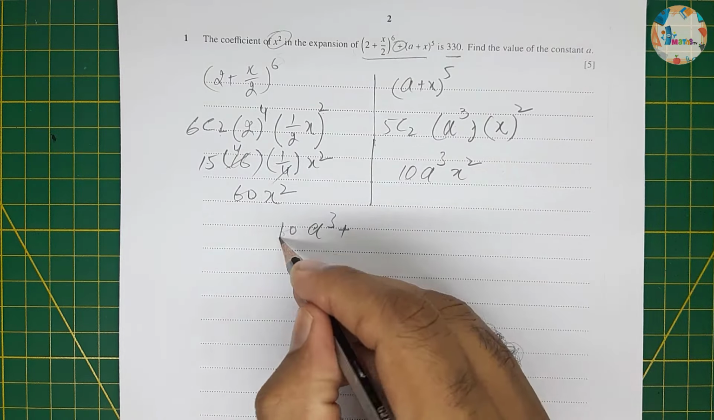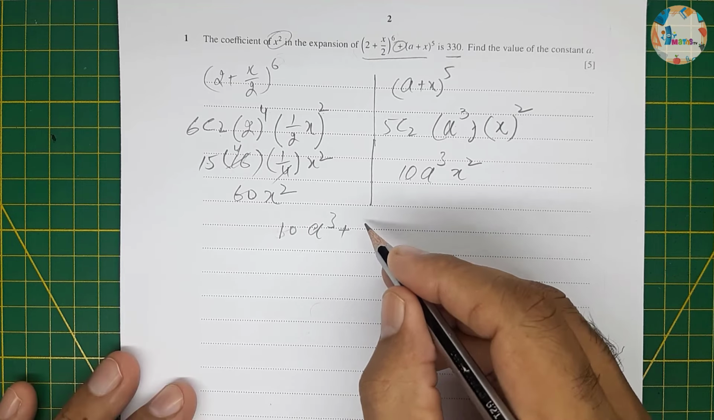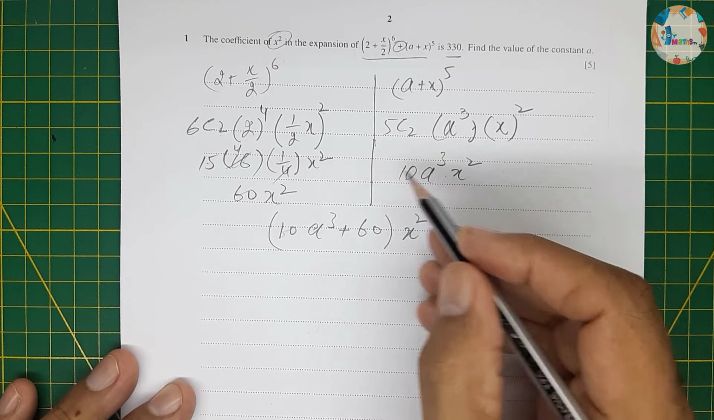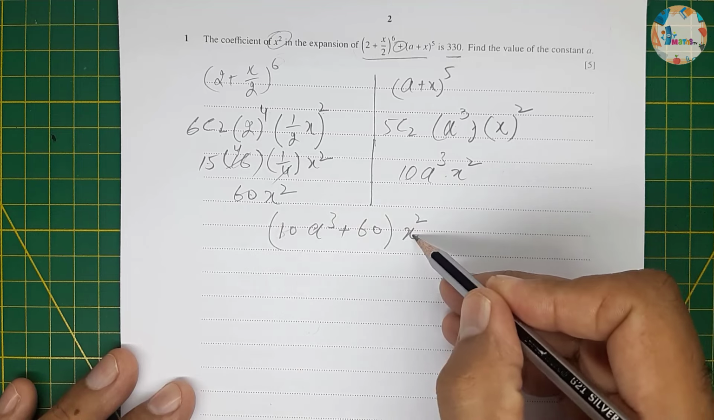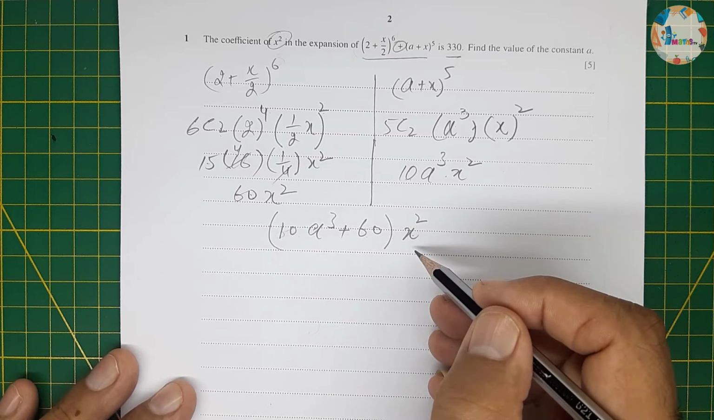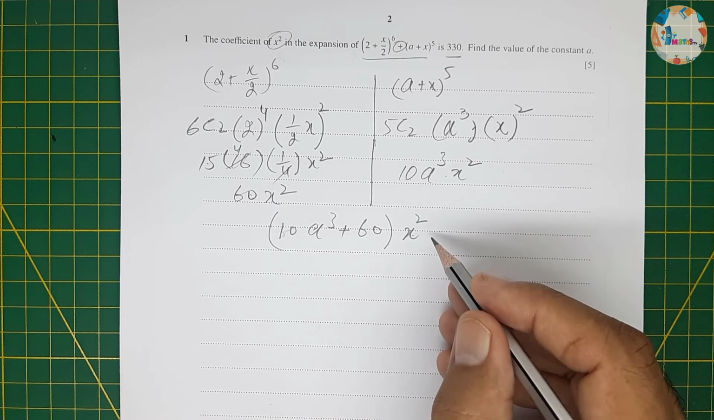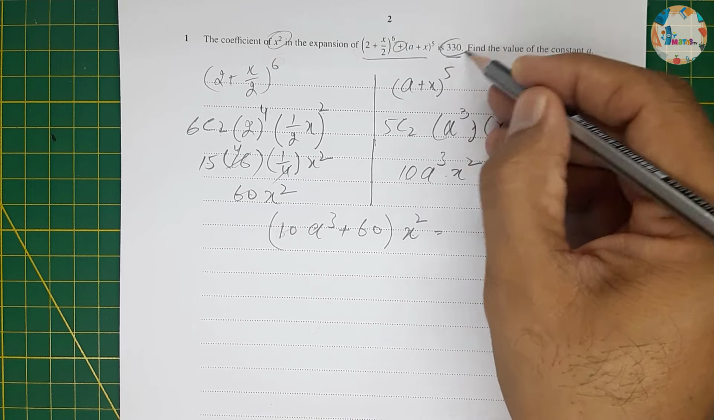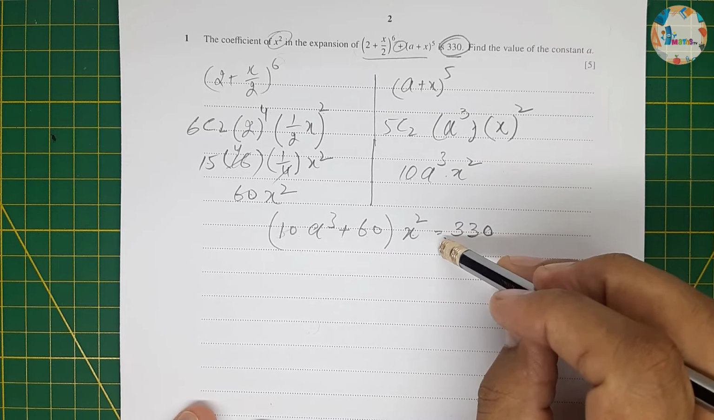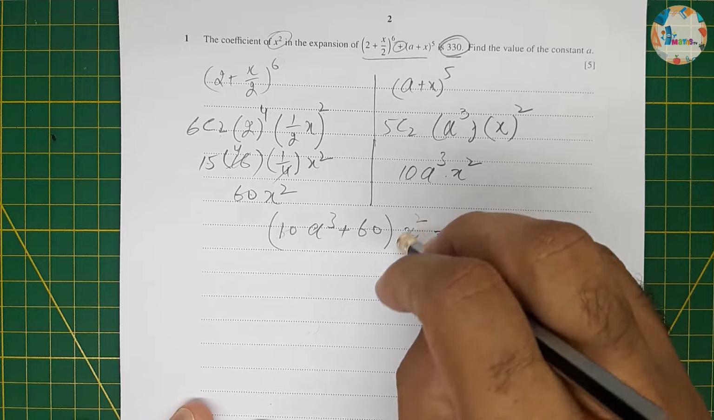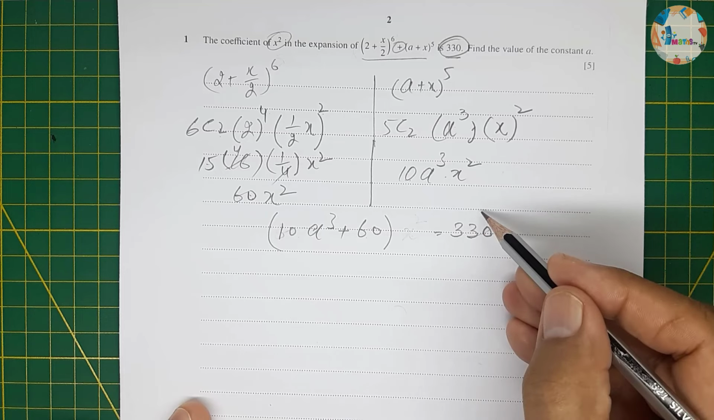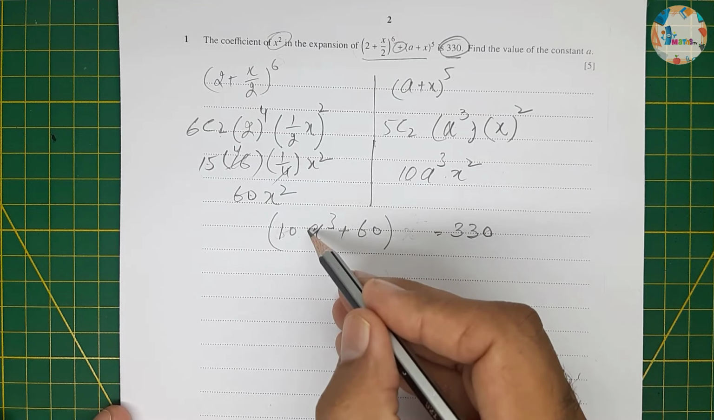So we can write 10a cubed plus 60, and x squared we can take as common. Basically we have added these two, these are x squared, so x squared we have taken common, and 60 and 10a cubed. This is equal to, it is given 330, so we can write this as equal to 330. Basically this is the coefficient of x squared, 330, so we will remove x squared. Now we can simplify and find the value of a cubed.